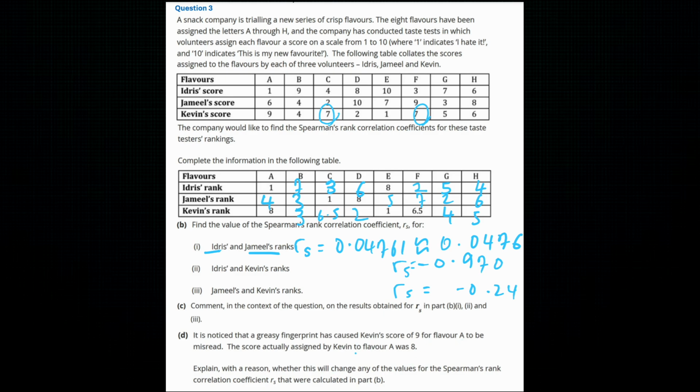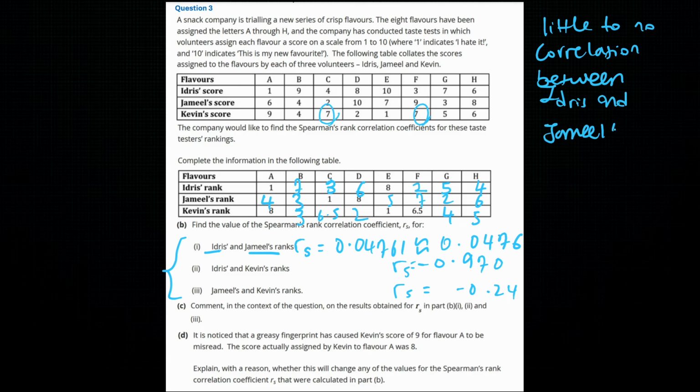Now it asks us, comment in the context of the question on the results obtained for RS and part BI. So comment on the results we've obtained here. For example, we're going to have to comment on Idris and Jamil, Idris and Kevin, and Jamil and Kevin. Well, between Idris and Jamil, the value is 0.0476, right? So there is very little correlation, it's not even 0.1, it's 0.04. So there is little to no correlation between Idris and Jamil's taste preferences for chips. There's very little, and there's zero correlation.